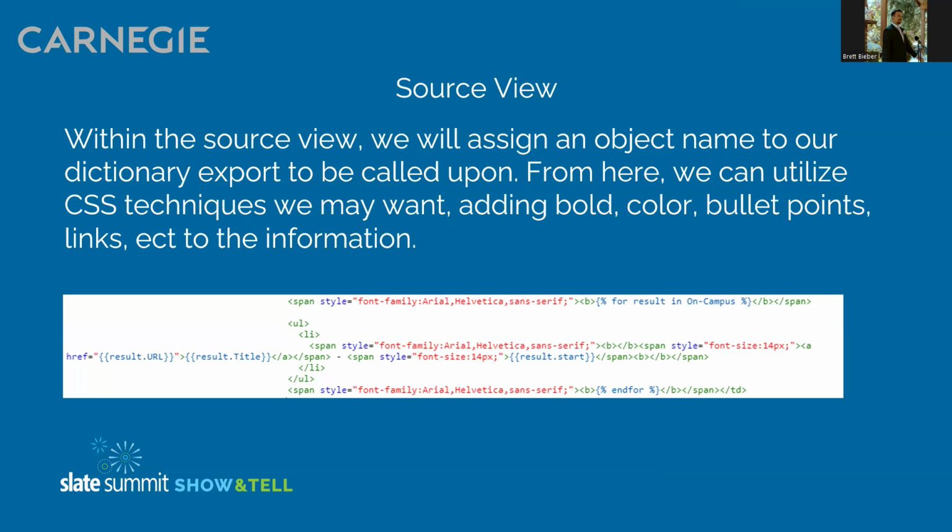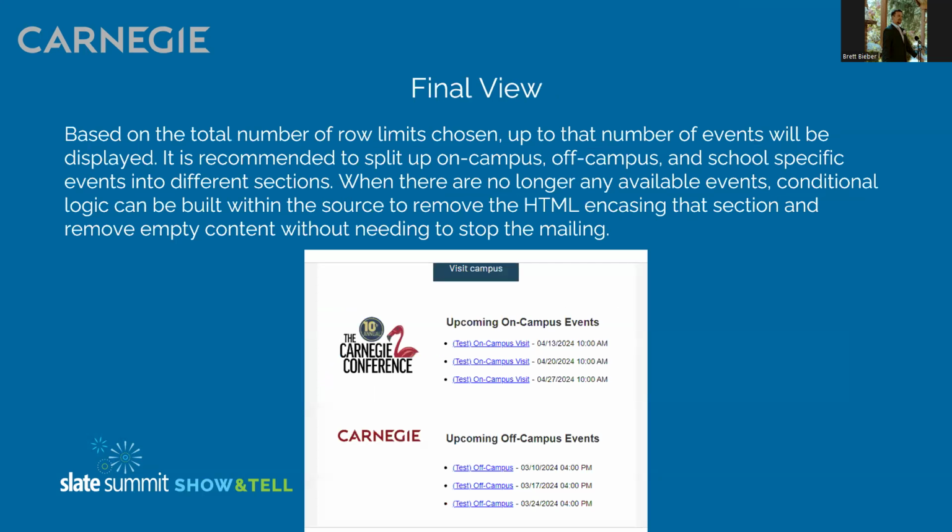And we can see here that as soon as we open up that for result in on campus, this is where that loop and that list starts to iterate through. And we can see that we're adding bullet points and we're adding links. And every time that we have a merge field with the result dot, that lets the source know that we're trying to pull on this object. Once all this is actually built out within your source, this is what the final view looks like.